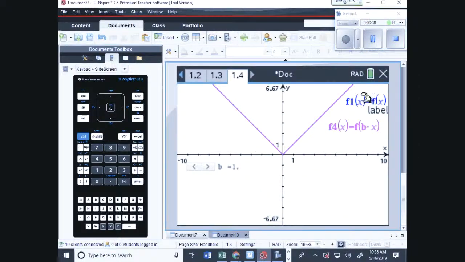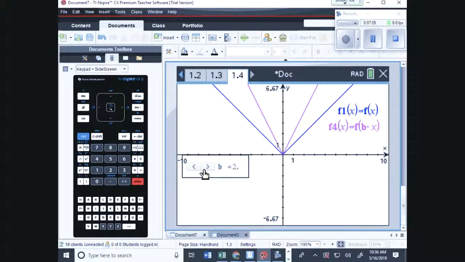Another type of transformation happens when we multiply the x values in the function. Not the whole function, but just the x values by a number. So what if, inside of the function, we multiplied x by some number b? Of course, we know that if b is 1, which it is right here, there's no change in the graph. But if I let b be bigger than 1, then the graph gets narrow again.